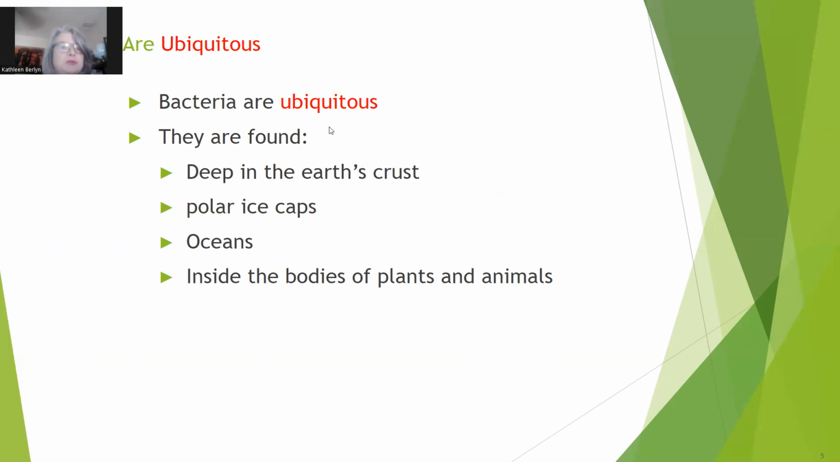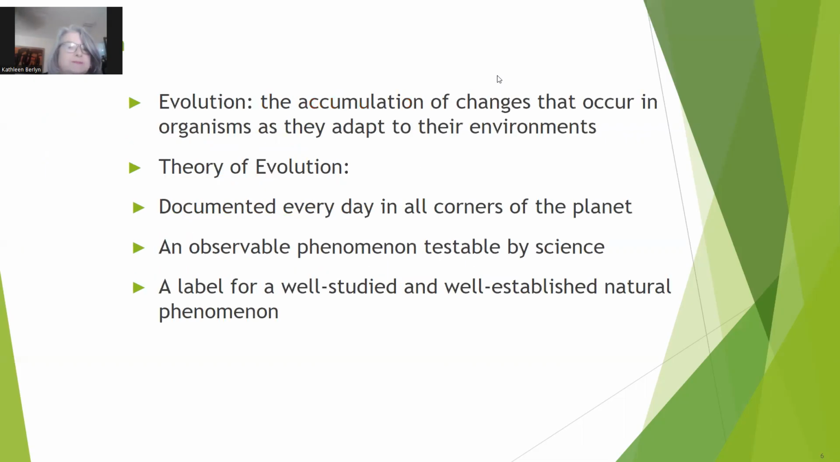So bacteria are ubiquitous. What does that word ubiquitous mean? Ubiquitous means it's found everywhere. Sometimes you'll see some story in the news that everybody will be talking about, and it's ubiquitous. Everybody knows about it. And that's how bacteria are, and microorganisms in general. They are found everywhere, deep down in the Earth's crust, and the polar ice caps, and the oceans, inside our bodies, and plants and animals, everywhere. It's hard to imagine a place where you can't find bacteria or microorganisms.